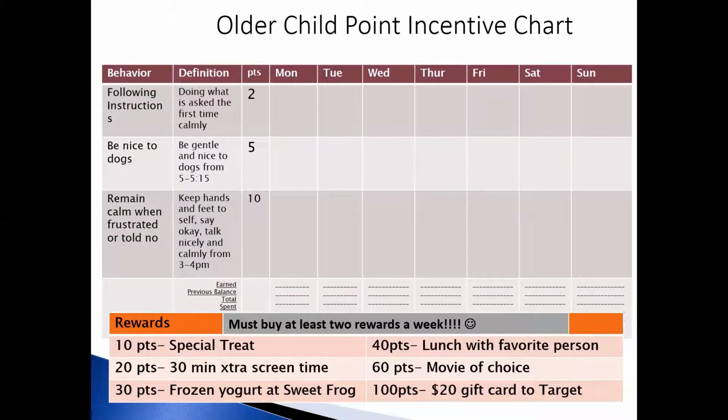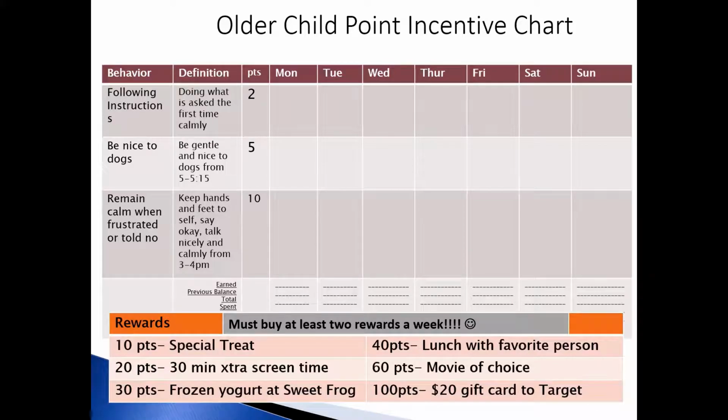So on the left-hand side here, you can see the 3 different behaviors that this child and family were working on. So the first one was following instructions, doing what is asked the first time calmly is the definition. And each time the child did this, they would earn 2 points. And it's nicely broken down in kind of a calendar form where they can keep track each day of the week, how many points the child earns.